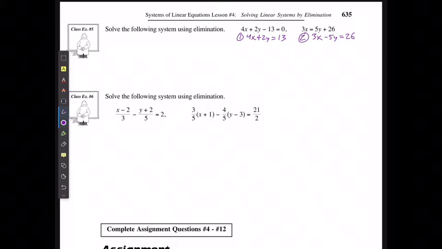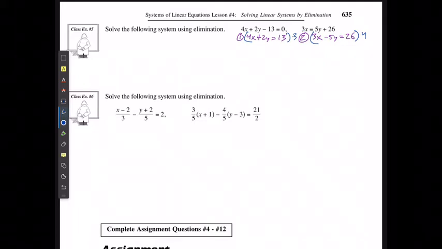Now I can choose which one I want to make match. Do I want to make my x's match or do I want to make my y's match? Honestly, it doesn't matter. In this case, I'm going to make my x's match to cancel them out. I need to multiply all of the first equation by 3 and all of the second equation by 4 so that my x's match.